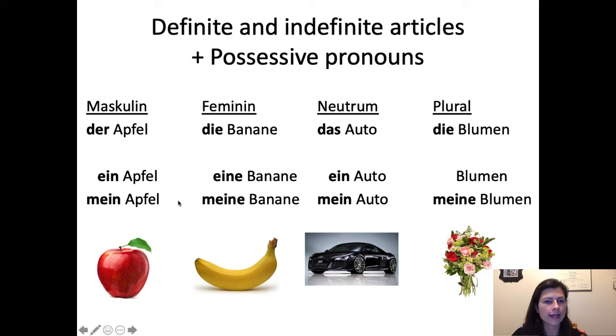So if you had ein Apfel, it would become mein Apfel. You have eine Banane, becomes meine Banane. It has that same ending. And then with the plural, you can't have eine Blumen, because that would be like one flowers, which doesn't make sense. But you can have my flowers, so that would be meine Blumen. So that's the article you need there, or the possessive you need there.